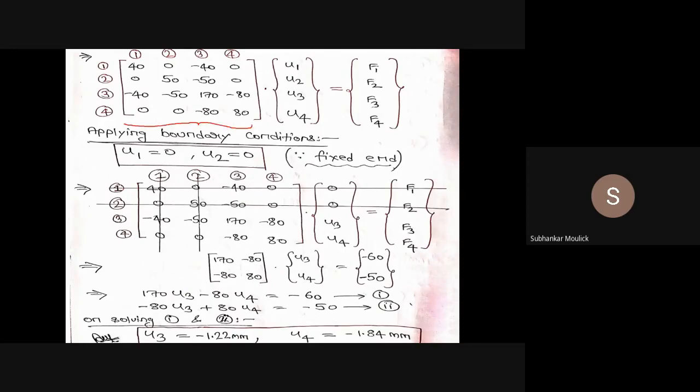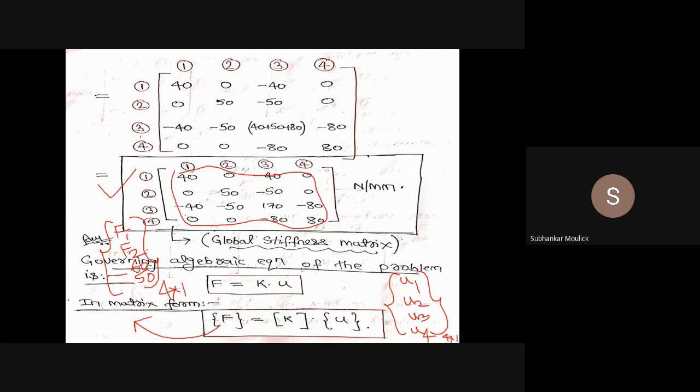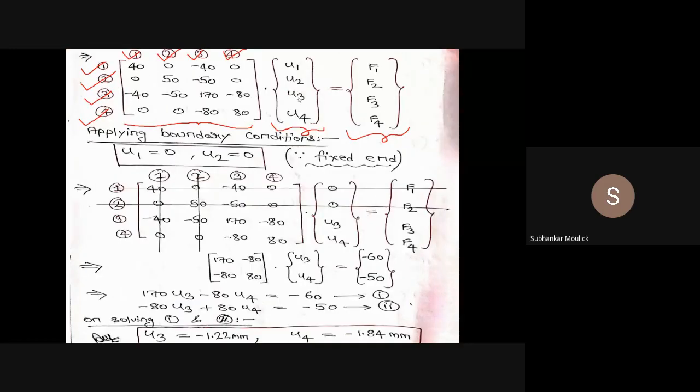This is your global stiffness matrix K into this, your nodal displacement vector u1, u2, u3, u4, equal to this, your nodal force vector f1, f2, f3, f4. The first row represents node 1, this is node 2, node 3, node 4. Column 1 represents node 1, column 2 node 2, column 3 node 3, column 4 node 4. Inside the matrix, these are the values. So you will get this matrix equation.